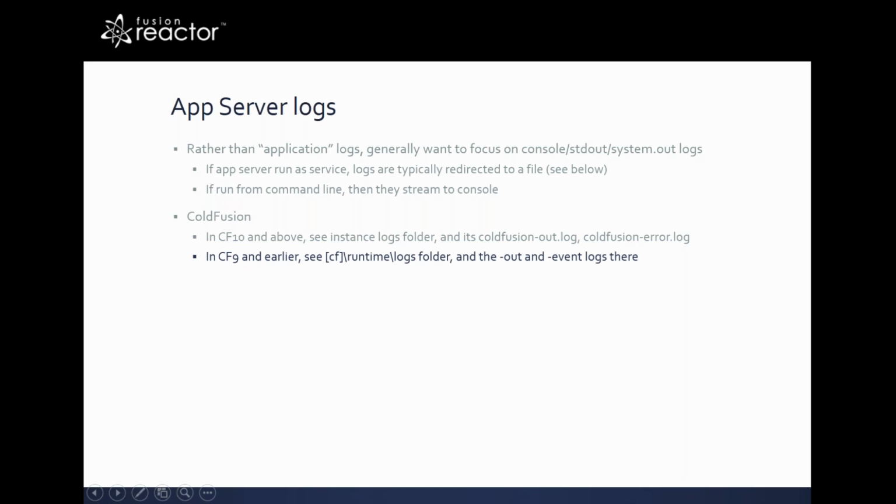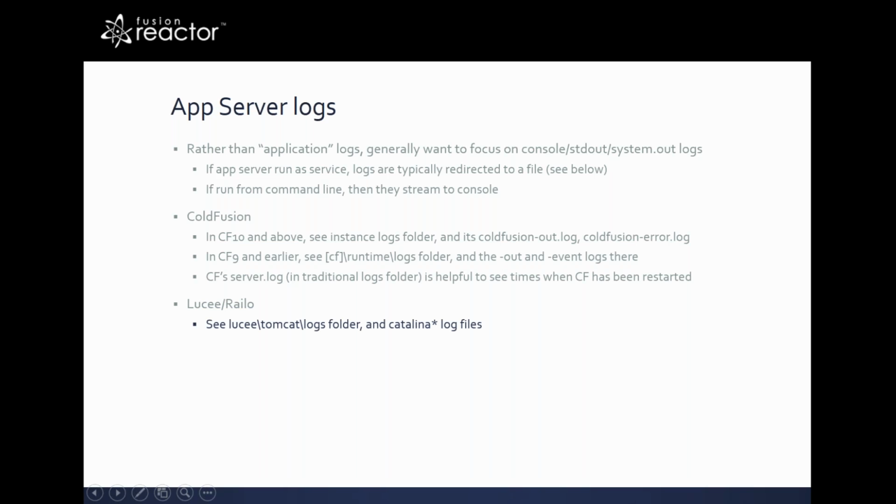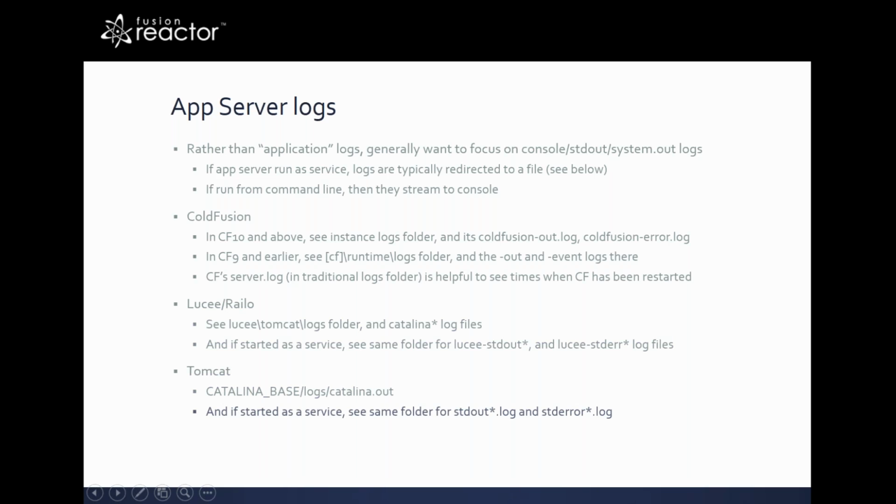And in CF9 and earlier, they were in the runtime logs folder, and people never looked there typically. There's also a CF server log that could show you when CF's restarting. Pretty much all it shows, but it's useful. In Lucee and Railo, you'd look in the Tomcat logs and the Catalina log files, and the stdout and stderr log files. And if you're just using Tomcat as an example, you'd look for the Catalina out, and again the stderr and stdout logs.